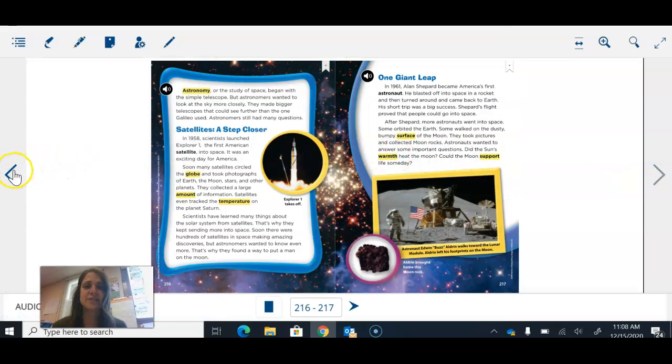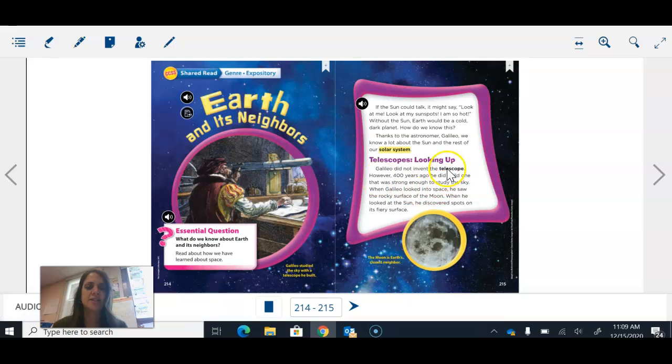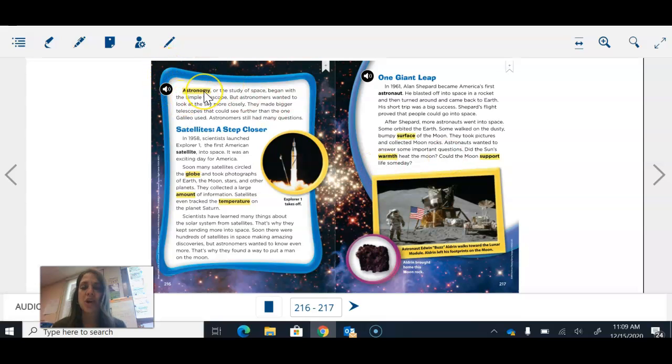I noticed another text feature in this section. I noticed keywords, this bolded word telescope, a bolded word astronomy. These words can be found in our glossary, and we will know that these are important words that help us better understand the topic. So astronomy is the study of space. It even says it right here in the text.